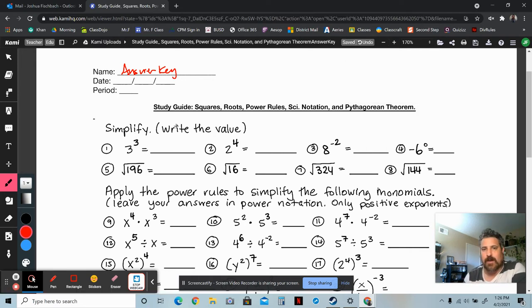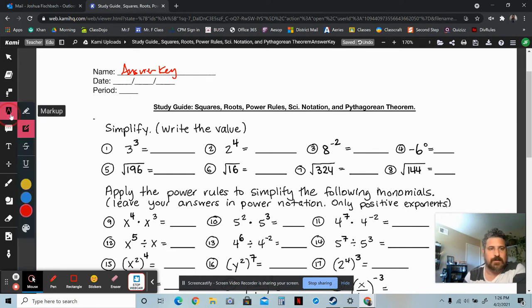So simplify, write the value. Basically in these problems up here, you're trying to write the value of all of this. So you have to remember what you do here with exponents. In any of these problems, just to identify the different component parts, you have a base and you have an exponent. The bases I'm going to mark in blue, and those are the things being raised to the powers. And then you've got the exponent, which is the little number in the upper right corner, and that's telling you how many times you're going to multiply the base by itself.